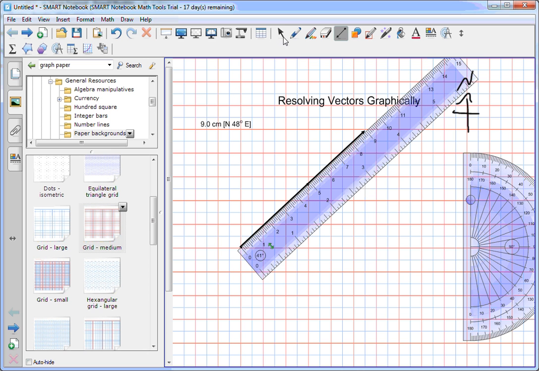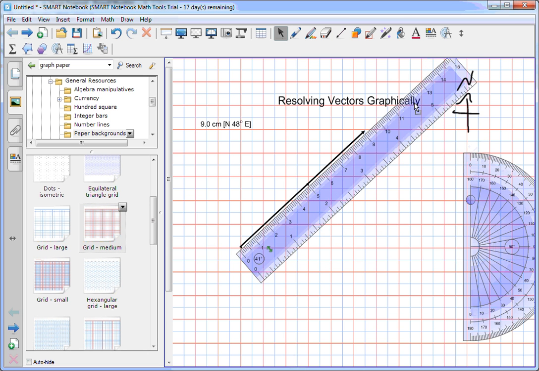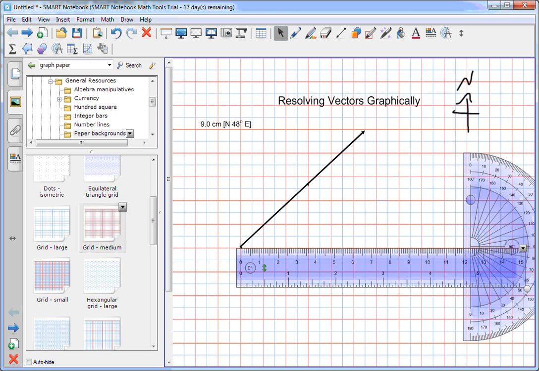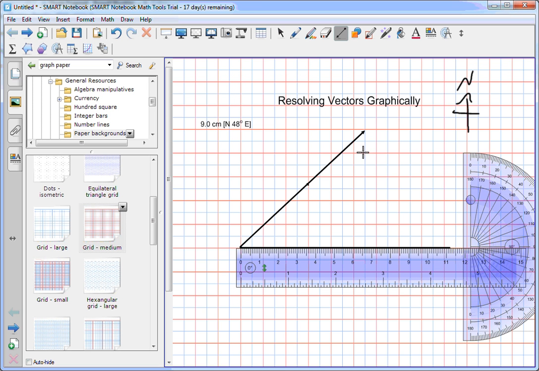From there, we're going to draw just a very light line here. Not a vector, just a line past the tip of this vector. When you're doing it in your notes, you can do that just in real light pencil, just as long as you can see it.